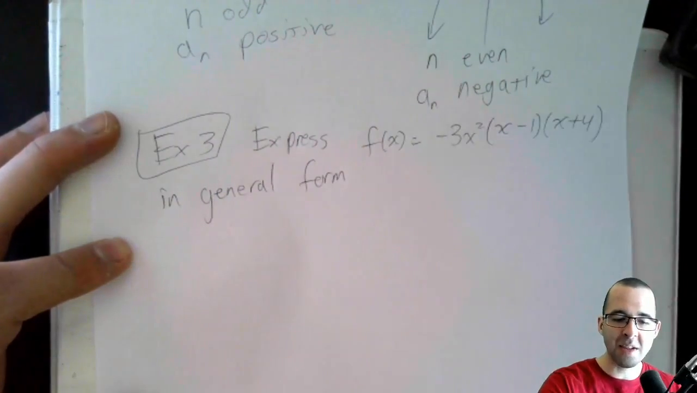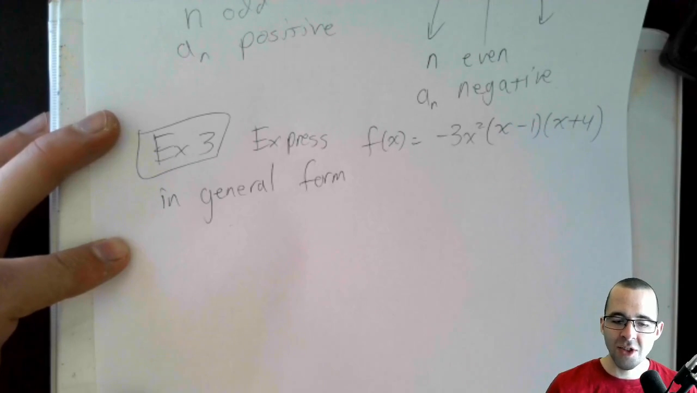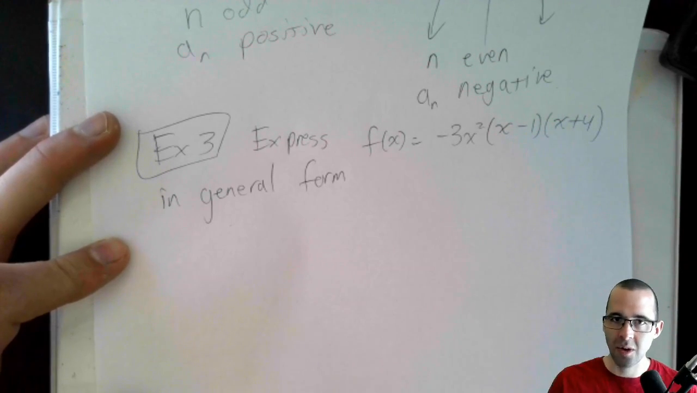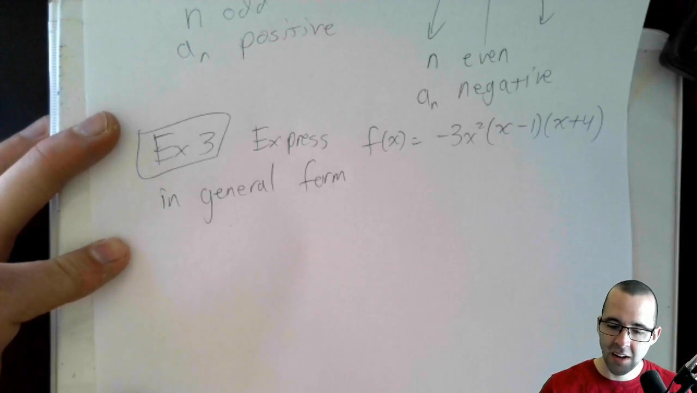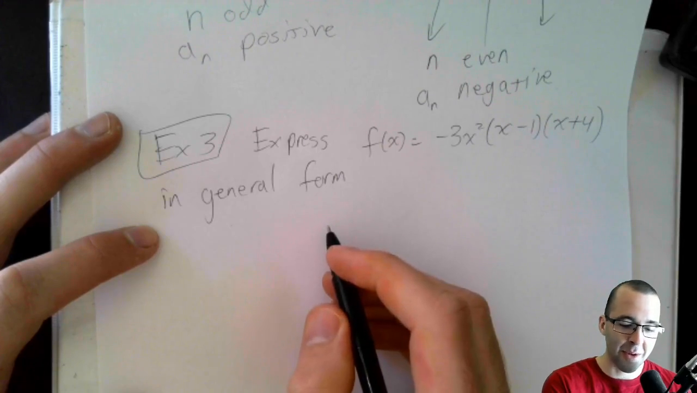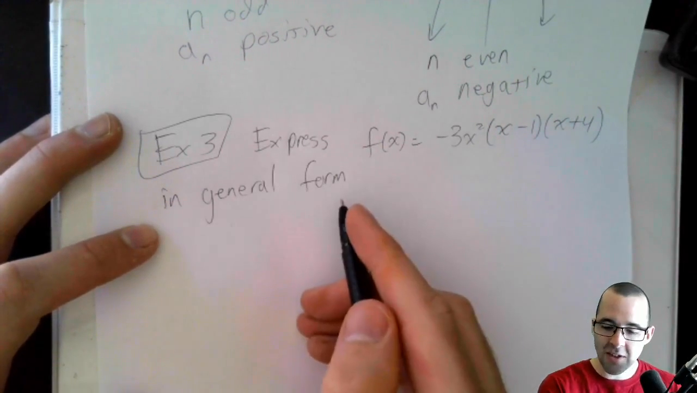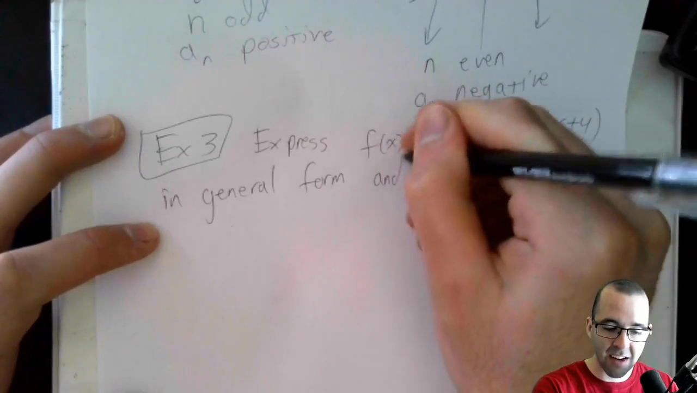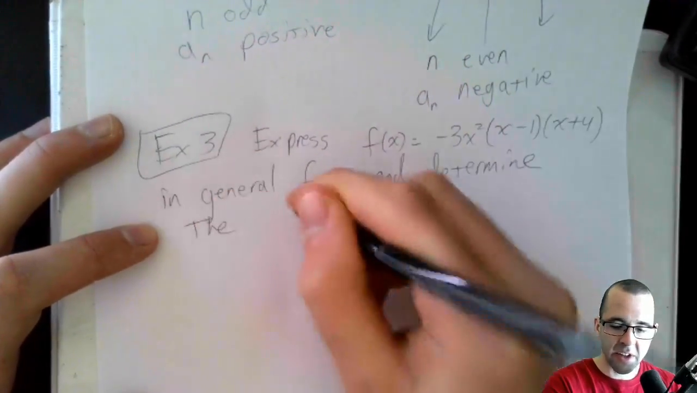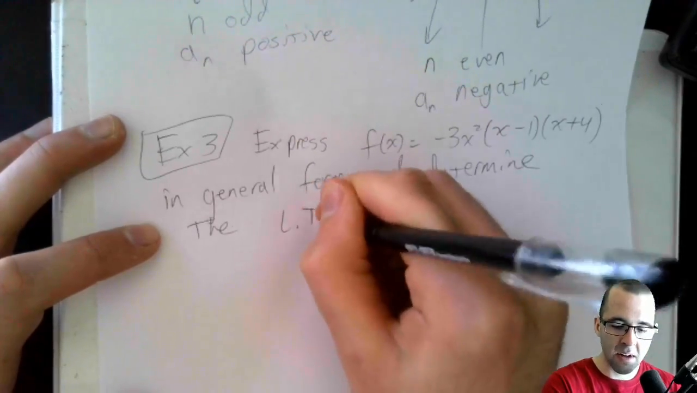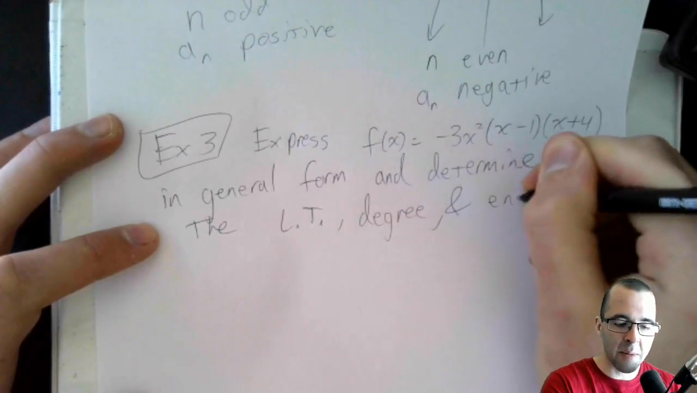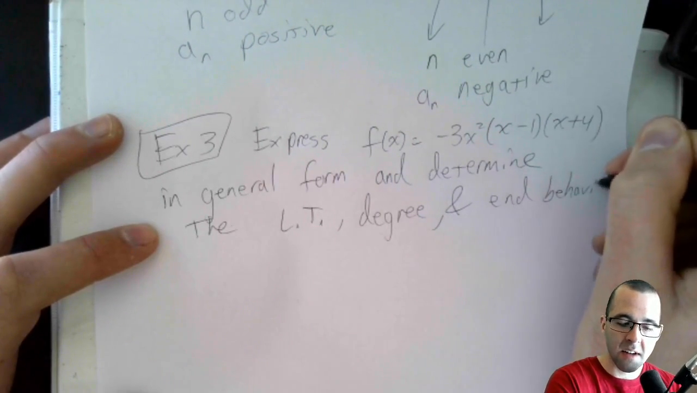Remember what general form was, by the way. General form means all expanded out and in order. Okay? But this is not the end. If you were sad because you thought example three was too short, don't worry. Express it in general form and determine the leading term, the degree, and the end behavior.